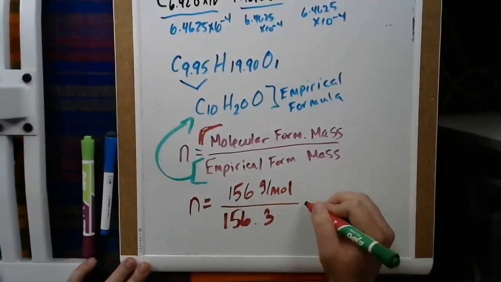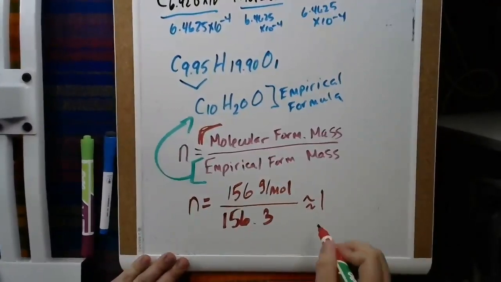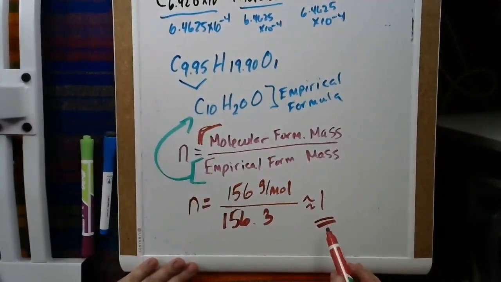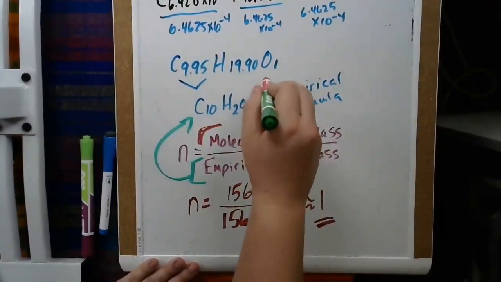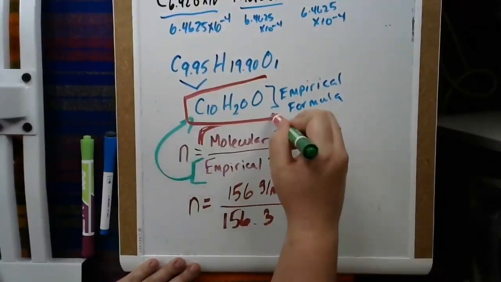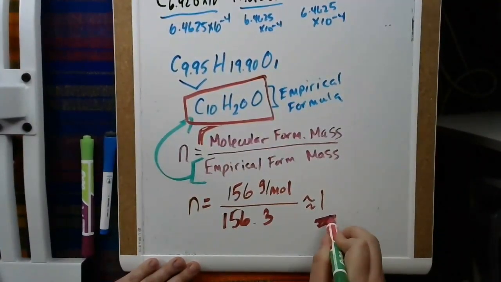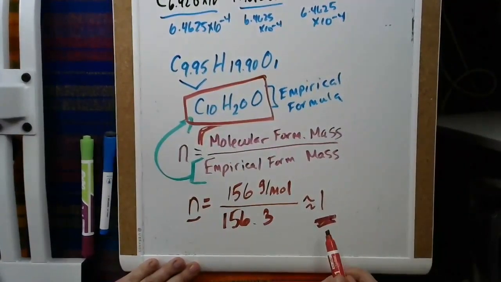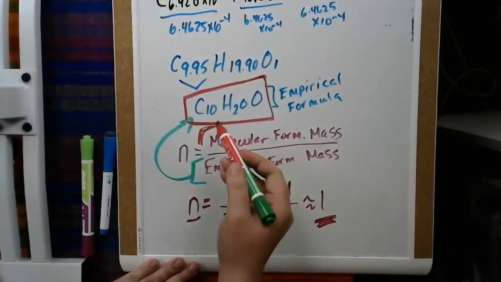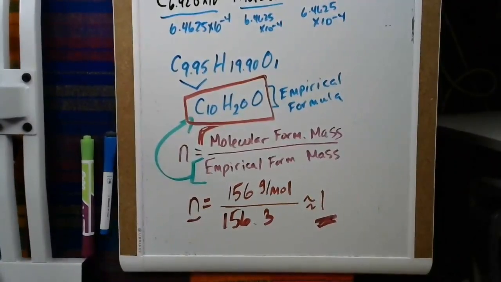Now, if we divide these, we get something that's very close to 1. The number that you get here, to find the molecular formula, you would multiply your empirical formula by this number to get your molecular formula. So if this value is 1, that means that your empirical formula and your molecular formula are the same formula, which does happen sometimes. Okay?